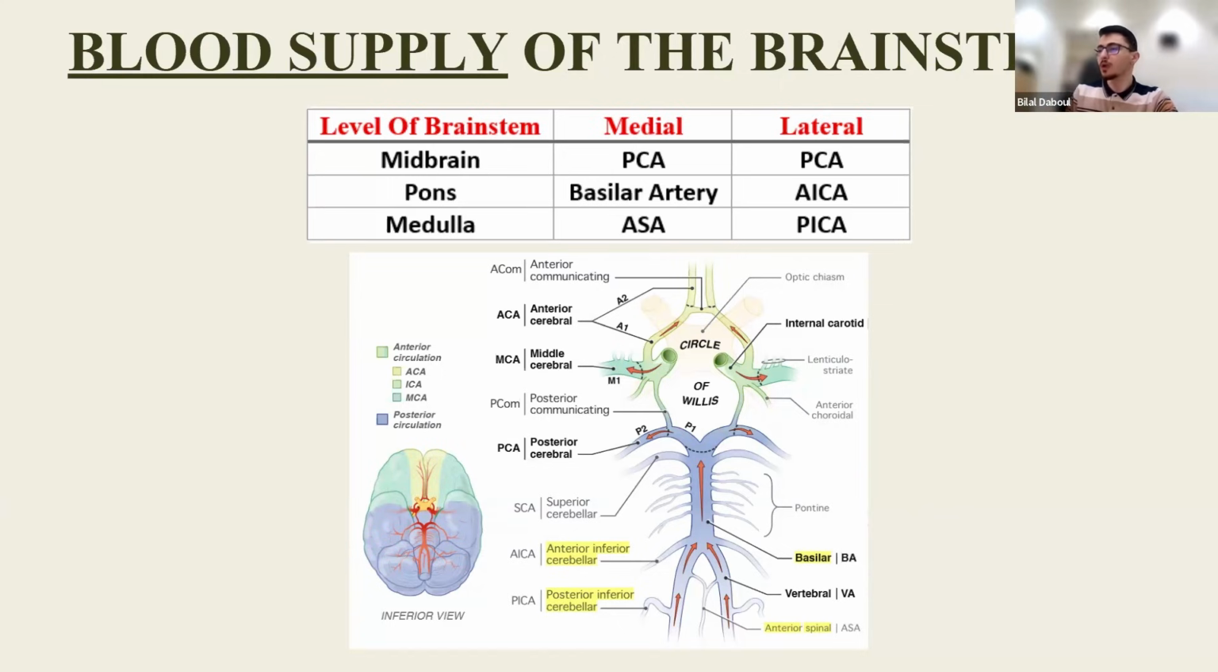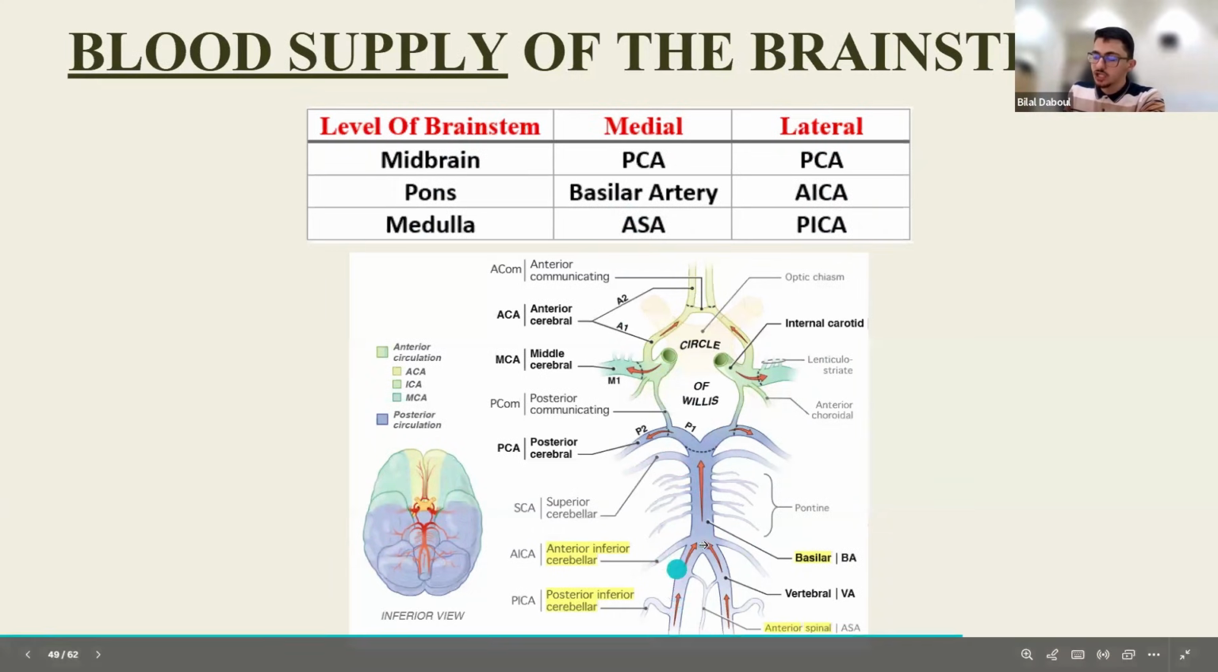For the medulla, the medial aspect of the medulla is supplied through the anterior spinal artery, and the lateral aspect of the medulla is supplied through PICA, which is the posterior inferior cerebellar artery. If you look at the diagram here beneath, we're only concerned with the blue part. The upper part you'll discuss in detail when it comes to the cerebrum, cerebral blood supply, and ACA, MCA, and whatnot.